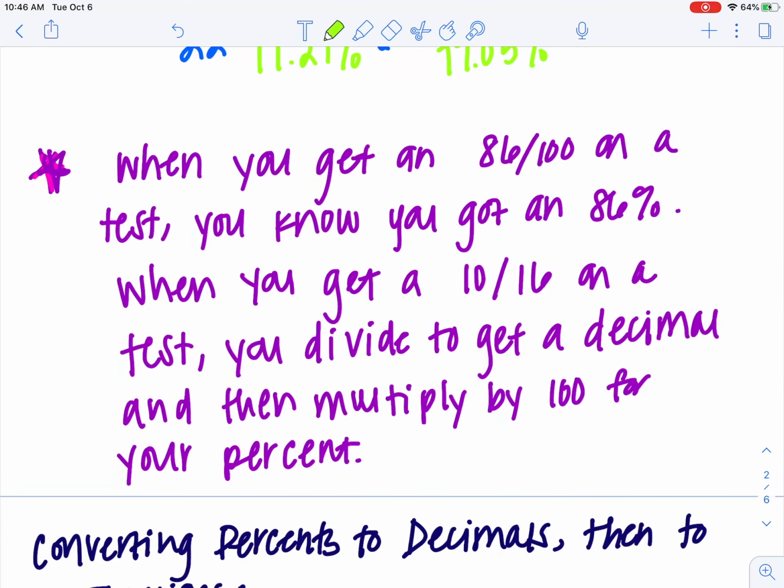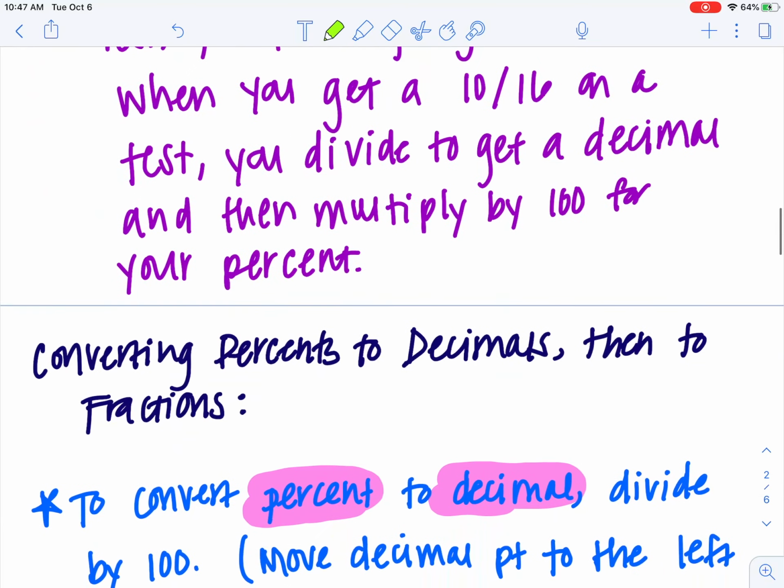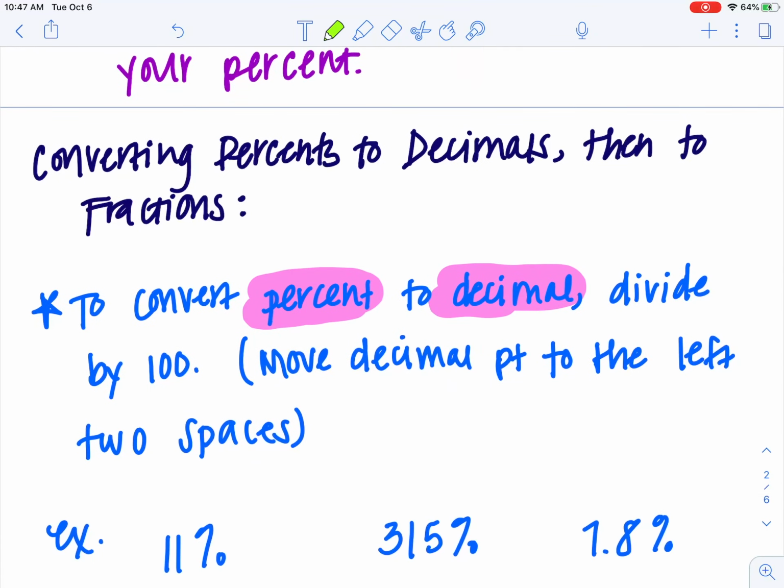All right, so think about like when you get an 86 out of 100 on a test, you automatically know, oh, I got an 86%. Whereas if you get like a 10 out of 16 on an assignment, first you would divide that. You'd put it in your calculator, divide 10 divided by 16, find that decimal, and then you would multiply by 100 in your head just to find your percent. So you're already doing this. You just probably didn't know you were doing it.